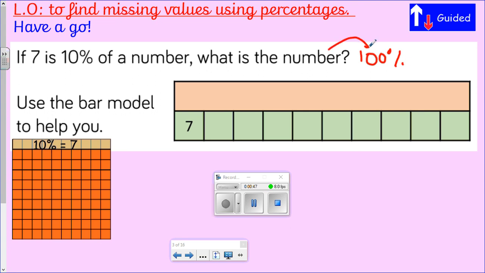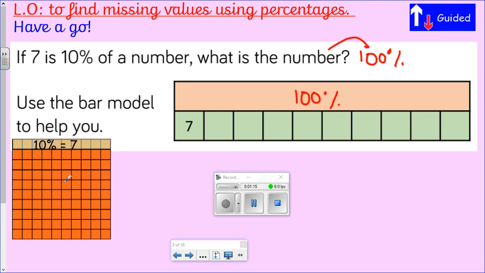I've done a bar model, hopefully, to help you. So this is what we're looking for. This missing bit is 100%. We know it's 100% because that means the whole thing, the full amount. But what we don't know is what that value actually is. It shows you that 7 is 10%. The question is, can you work out what 100% is just from that information?